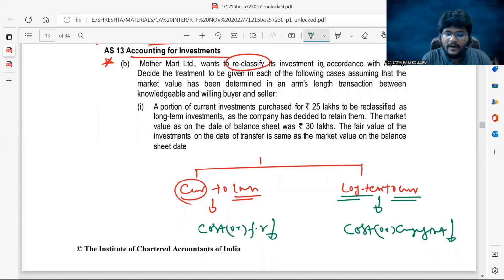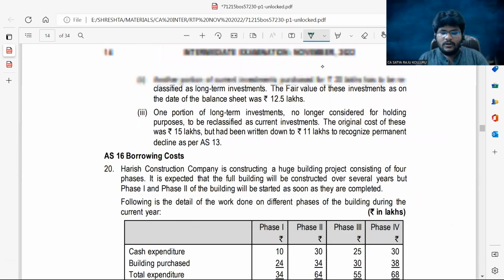A portion of current investments purchased for 25 lakhs cost was reclassified as long term, that is current to long term, as the company has decided to retain them. The market value as on the date of the balance sheet was 30 lakhs. You can consider it as fair value. The fair value of the investments on the date of transfer is the same as the market value. Then 25 lakhs or 30 lakhs, whichever is lower, that is at 25 lakhs. Come to point number 2.